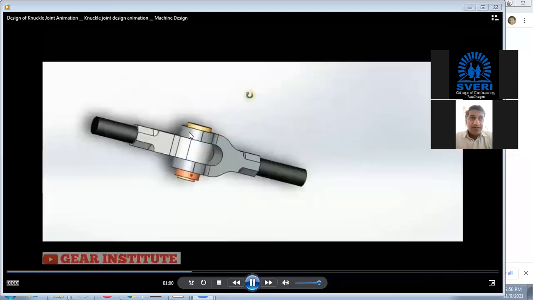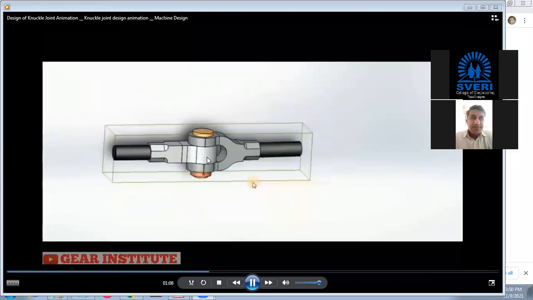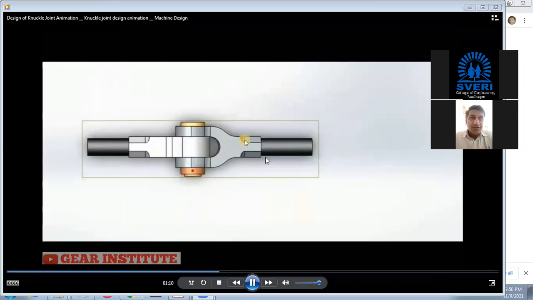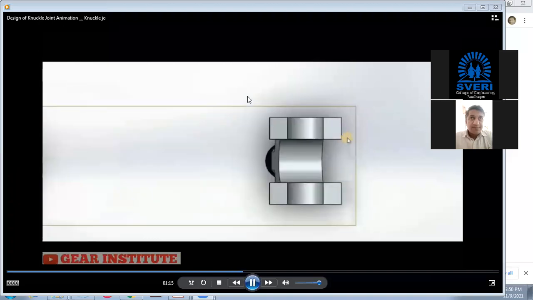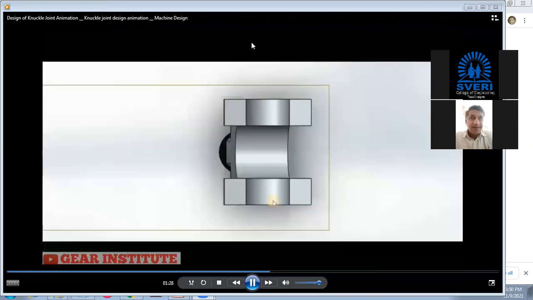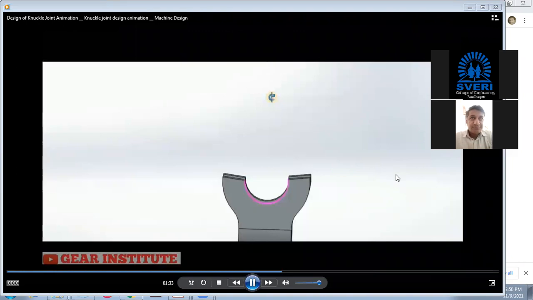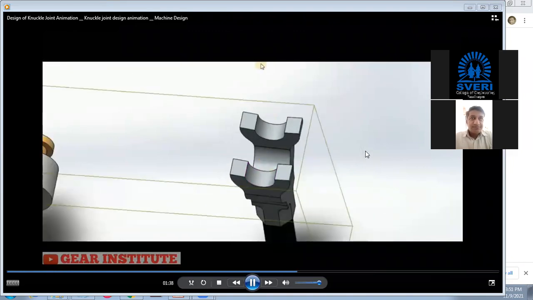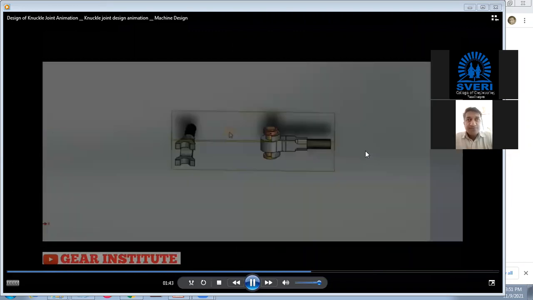As the failure of double eye is taking place in tension, failure of single eye will also take place in the same manner, which is not shown in this animation. Okay, explain double eye and single eye. Okay, I will explain it, no problem. Crushing stresses are taking place here.